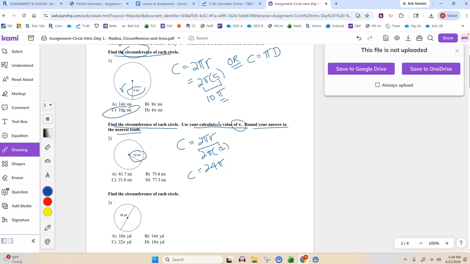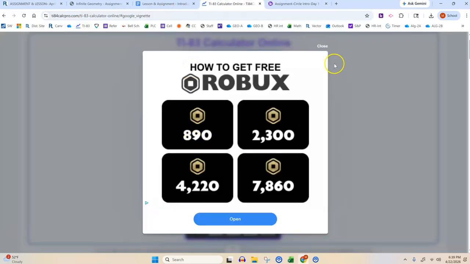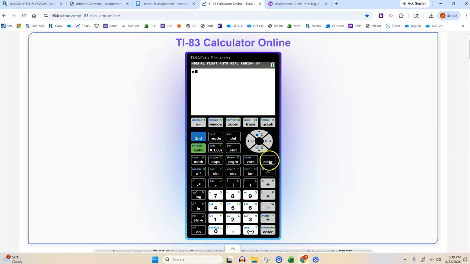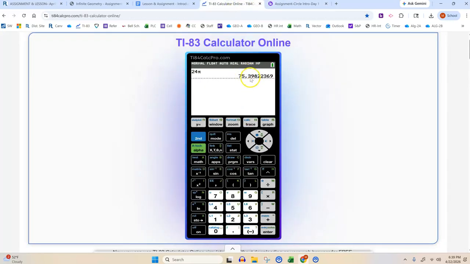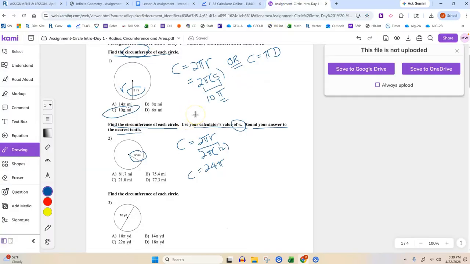So I've got to take my calculator. Let me clear this. I go 24 times second pi, enter, 75.39. So what it does is it multiplies 24 times 3.14. So I get 75.39. So the nearest tenth is 75.4. So that would be this one right here, okay? Okay, what's the next one?